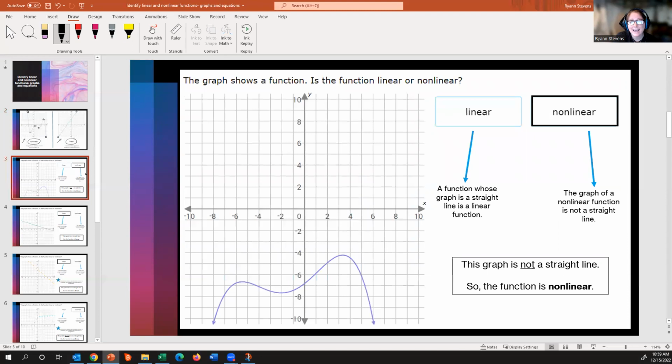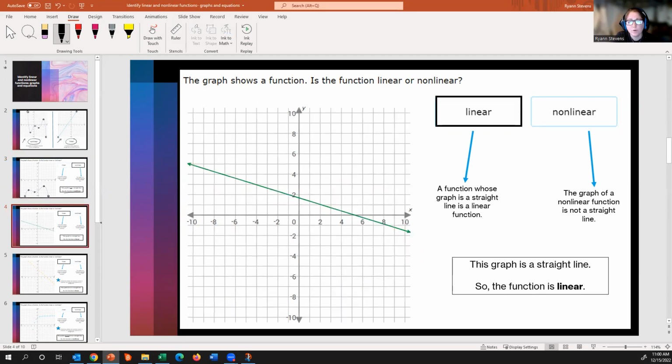When we go to the next example, this graph does show a function. Is the function linear or nonlinear? We want to read it from the starting point. We can see from here, we get to this point, we're increasing till about here. Then we shift and start decreasing until about this point. We shift again and we're increasing. And then now we are decreasing to this point. So again, there's a lot of changes in direction. This also shows us that this is not a straight line. So since it is not a straight line, we would say that this function is nonlinear.